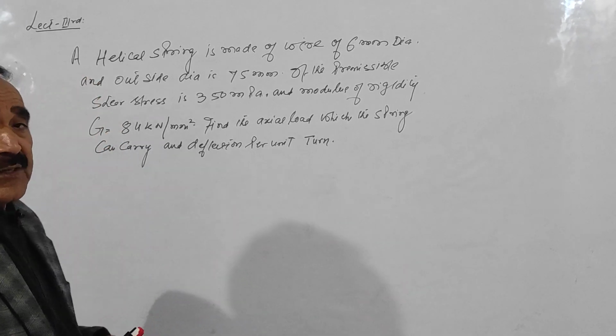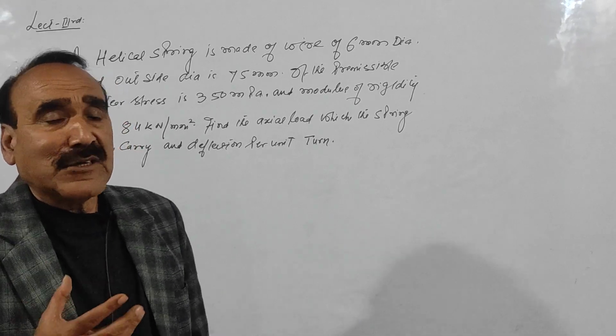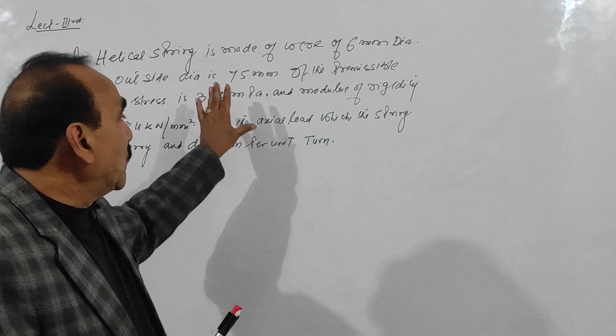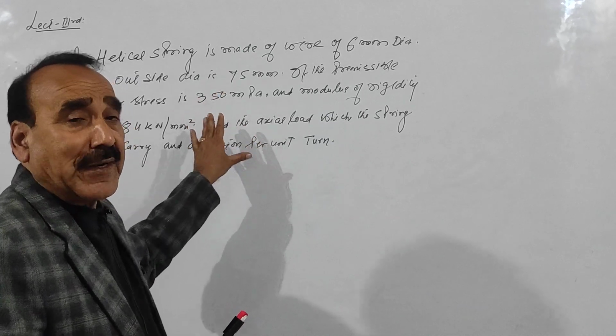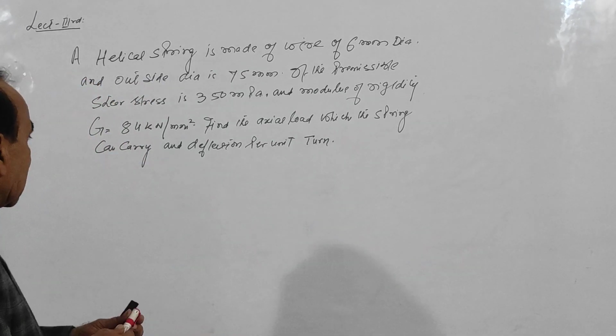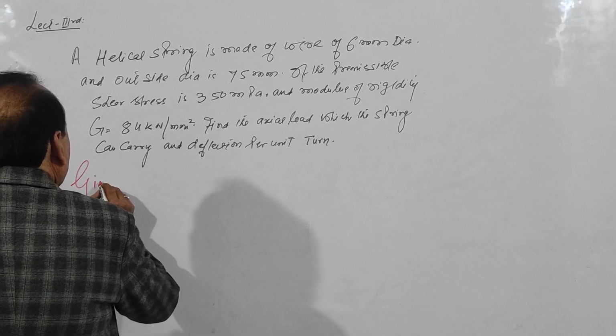Now just see, first of all, before starting any numerical, any question, first you will read it quite carefully, what is written here, and then you will write down what is given here. So first of all, I will write down given. What is given? Just see. What is given to you?